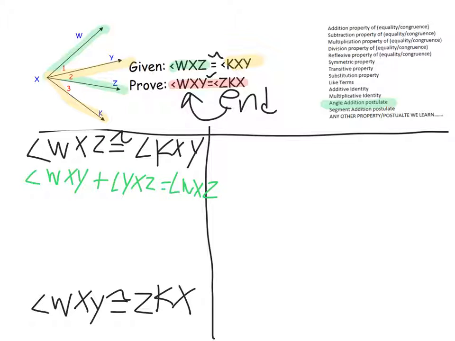Okay, that's that one. Can I make another statement about my yellow angle? My yellow angle is angle YXZ plus angle ZXK, and that equals my yellow angle, angle YXK. That's the total. That right there is the angle addition postulate. So that needs to be in your list of vocab words, things you know how to use. So we've got those two things put together.